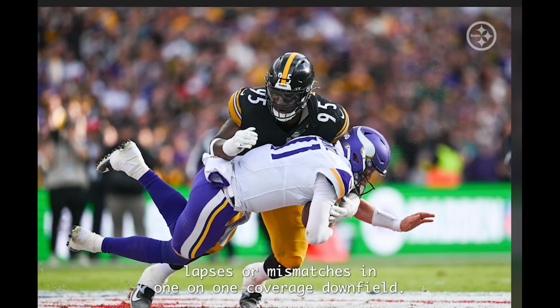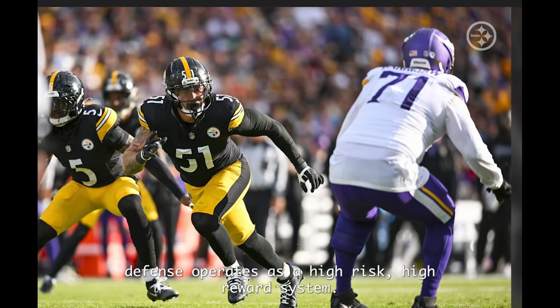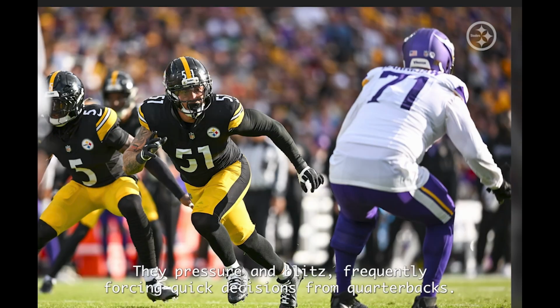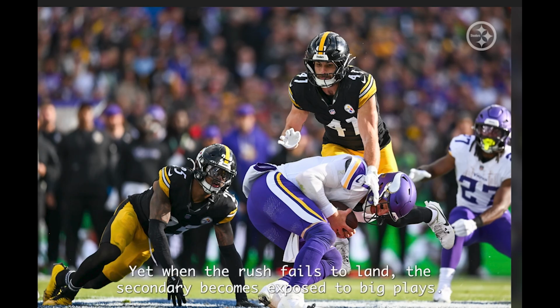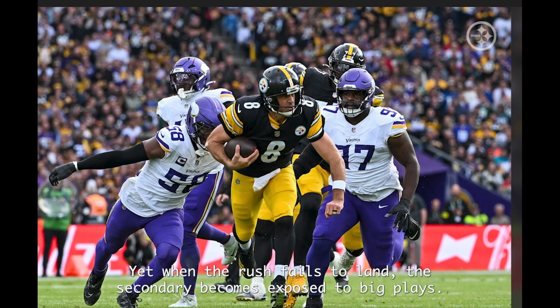In summary, the Steelers' deep pass defense operates as a high-risk, high-reward system. They pressure and blitz frequently, forcing quick decisions from quarterbacks. Yet when the rush fails to land, the secondary becomes exposed to big plays.